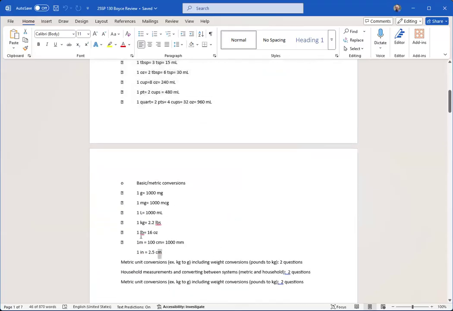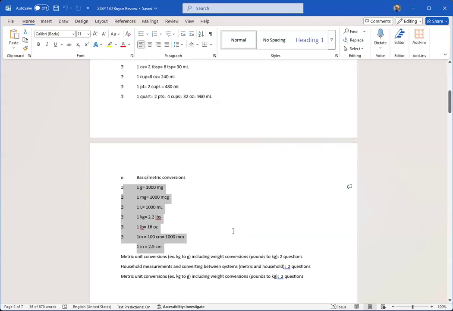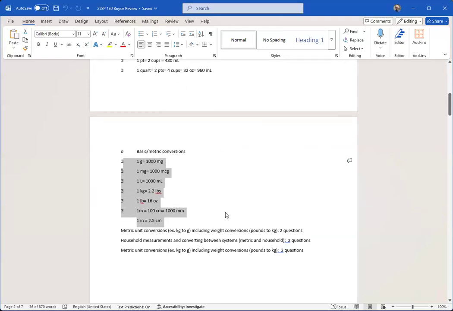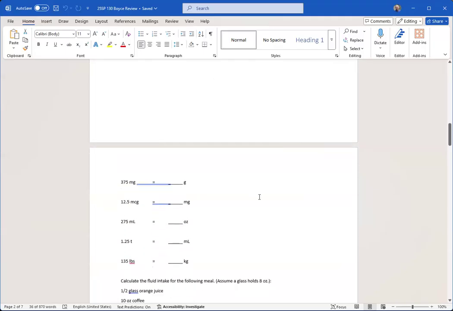You need to know your basic metric conversions, like grams to milligrams, milligrams to micrograms, liters to milliliters, pounds to kilograms, pounds to ounces, maybe. Maybe meters to centimeters to millimeters, and then your inches to centimeters. You just need to know those basic conversions, and then we'll answer some of the questions from there. So let's look at some of these questions.